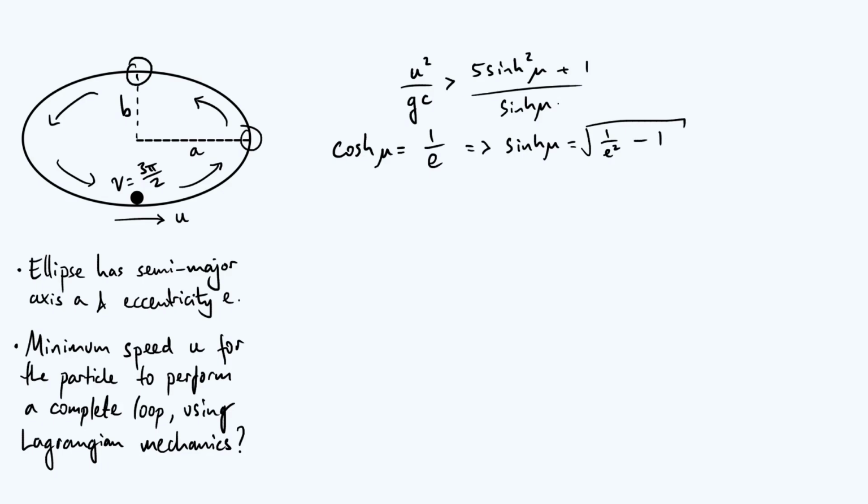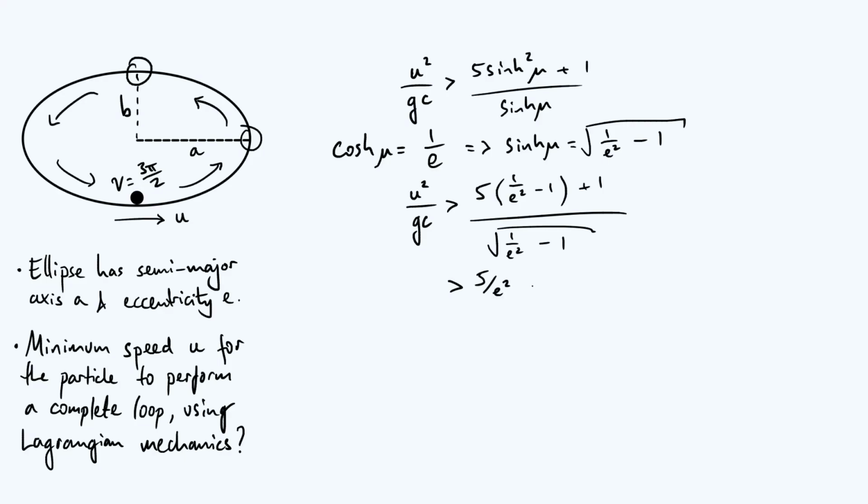We can then substitute that into the inequality above. So we get that u squared over gc is bigger than 5 times, well, all of that stuff without the square root because it's been squared, so 1 over E squared minus 1, then plus 1, divided by the square root of 1 over E squared minus 1. Expanding the brackets then gives 5 over E squared. It's going to be minus 4 because you get minus 5 from that bit and then you add 1 at the end. So 5 over E squared minus 4 over root of 1 over E squared minus 1.